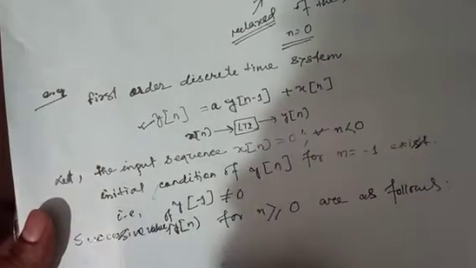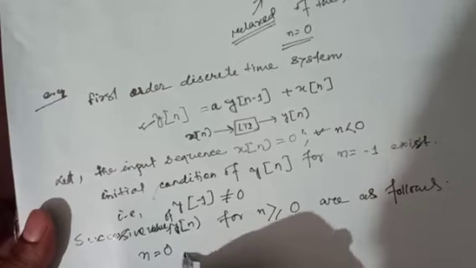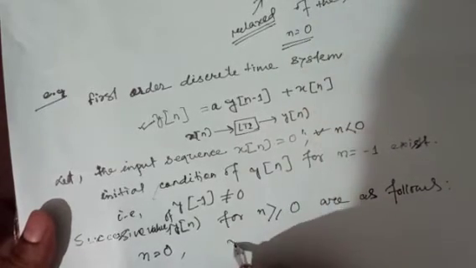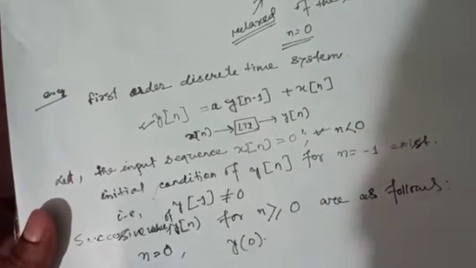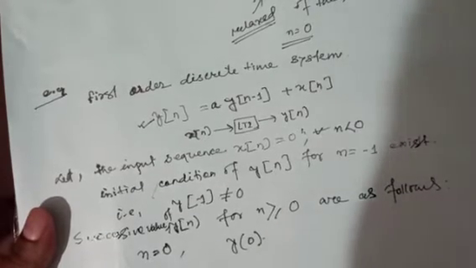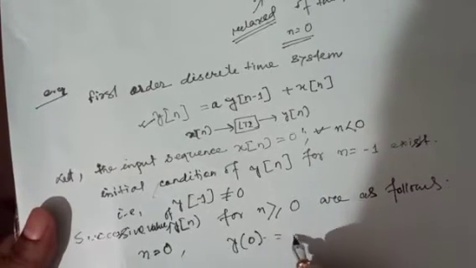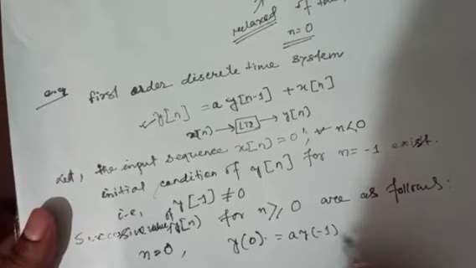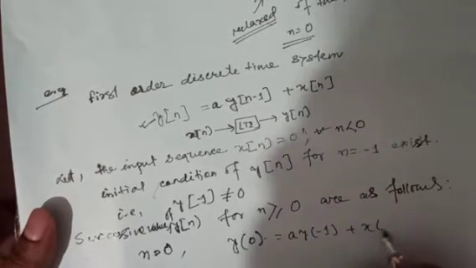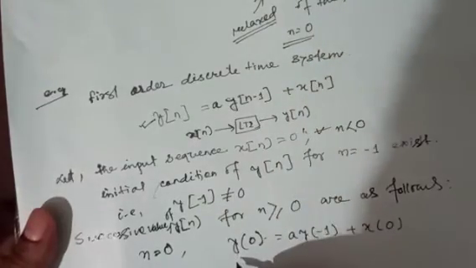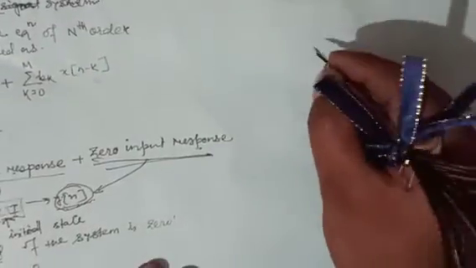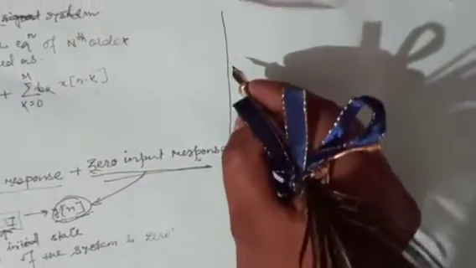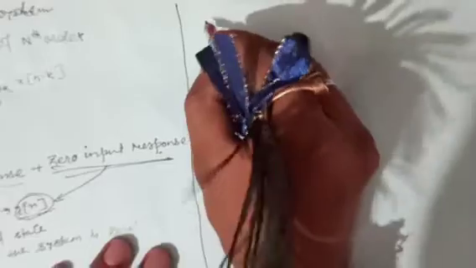Okay, so for n is equal to 0, what will you get? y of 0. As per the given difference equation, what will be y of 0? y of 0 is a y of minus 1 plus x of 0. Similarly, for y of 1.